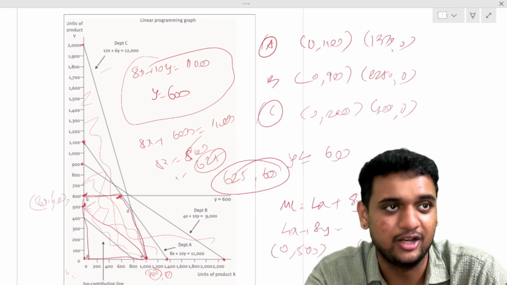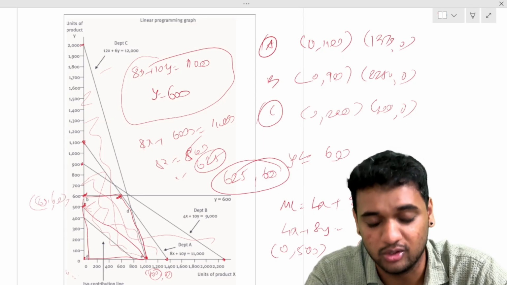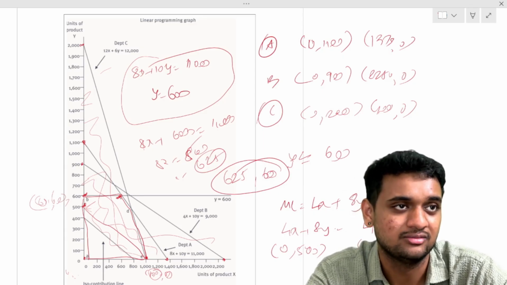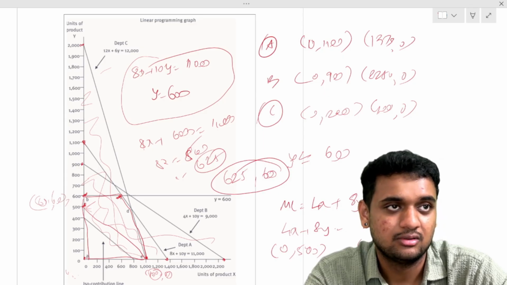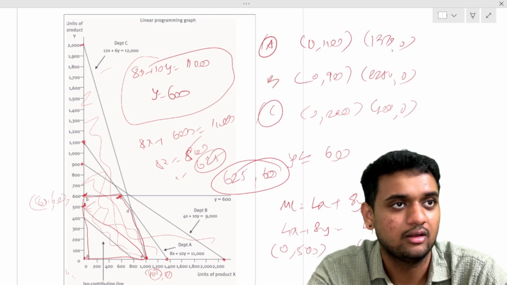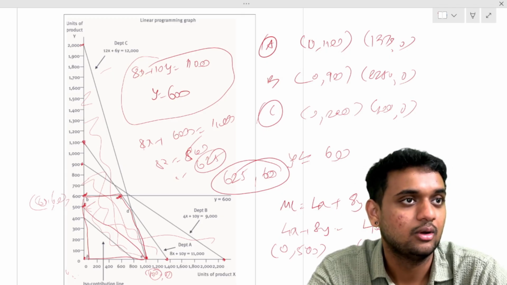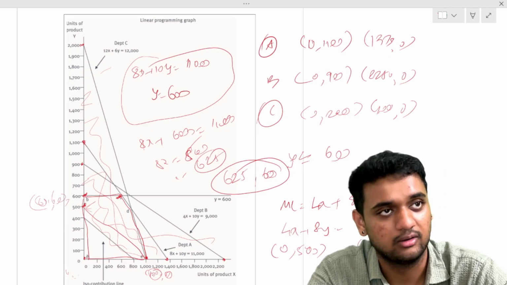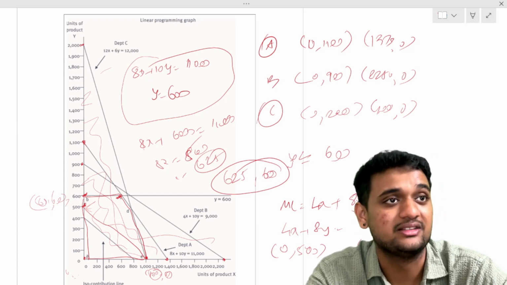If we produce 625 units of X and 600 units of Y, what will be our maximum contribution? We are producing 600 of Y, and 625 of X. X is pizza, Y is burger. We are producing 625 units of pizza and 600 units of burger. That is the advantage equation.